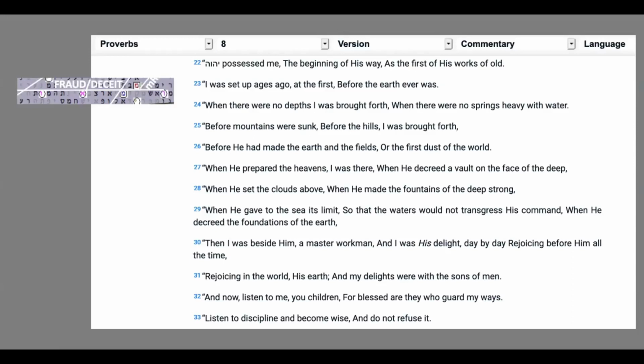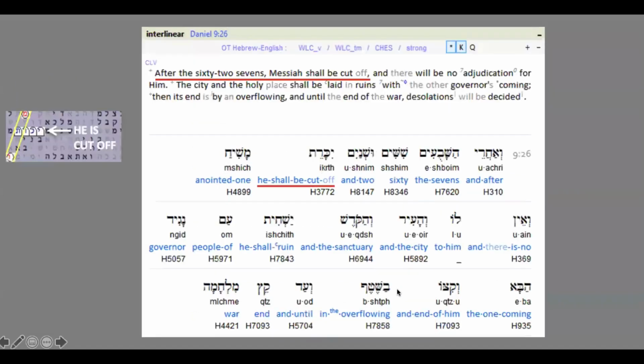Then I was beside him, a master workman, and I was his delight by day, rejoicing before him all the time, rejoicing in the world, his earth, and my delights were with the sons of men. And now listen to me, you children, for blessed are they who guard my ways. Listen to discipline and become wise, and do not refuse it. Which means do not refuse Abba Yehua's ways. Not the jab. Refuse that all you want.